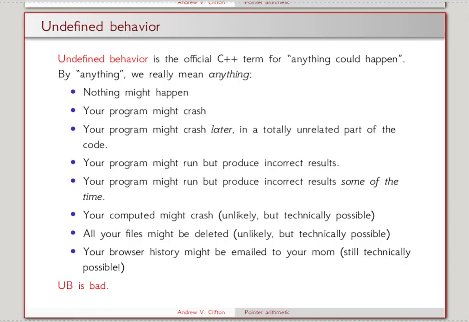Maybe your program prints the wrong answer. Maybe it prints the right answer some of the time, but then it prints the wrong answer other times. Maybe your computer crashes. That's unlikely, but it is theoretically possible, when you write to that location beyond where a variable exists. Maybe you're writing to some memory location that controls whether your computer boots up. All your files might get deleted. Again, that's unlikely, but theoretically possible. Maybe it emails your browser history to the entire class. All of these are theoretically possible. UB is bad because it means you don't know what happens. It might change every time your program runs.